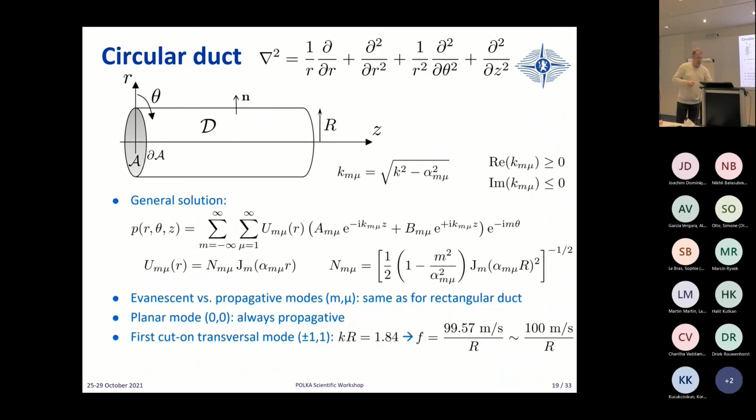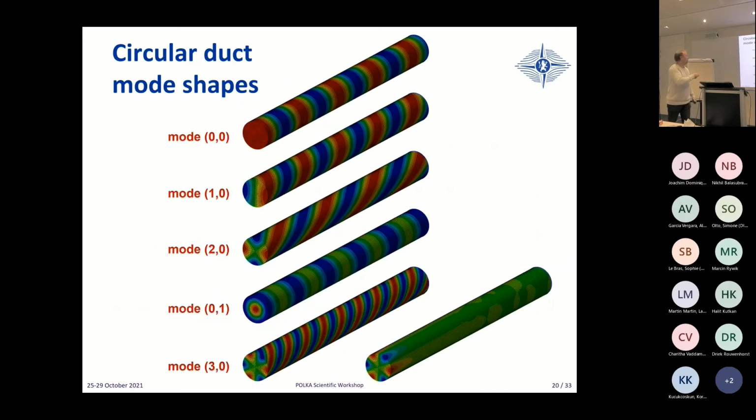So if you look at the mode shapes, so this is the plane wave. This is a solution using the Siemens tools. This was using Virtual Lab, but I think the SimCenter gives pretty much the same results.